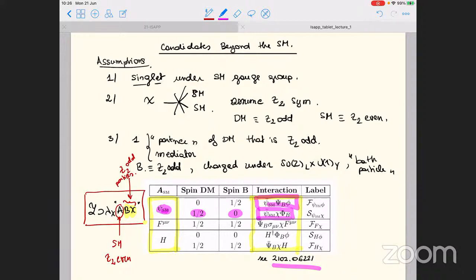Okay, so this is the framework I'm going to consider when I will go beyond the standard model.